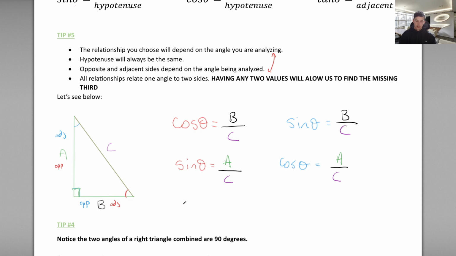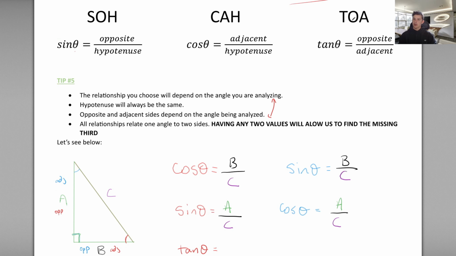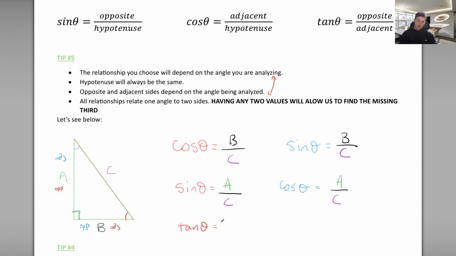Let's do right here, tangent of the right angle. So the tangent of the right angle is opposite over adjacent, TOA. So that's opposite over adjacent, which is, what's the opposite of the right angle? That's A divided by the adjacent, which is B.